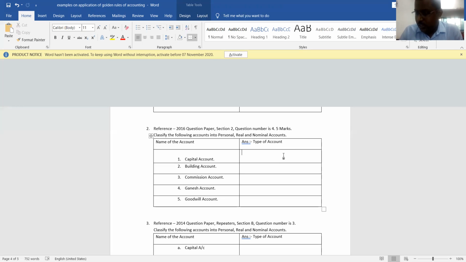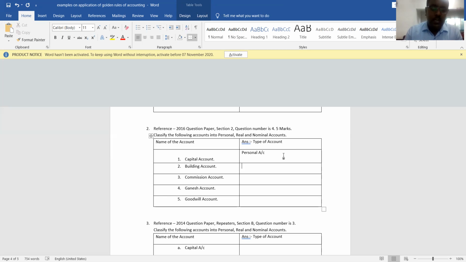Capital account. What is capital? Money invested by the owner into the business is known as capital. So it represents the owner. Capital account represents the owner, so it is a personal account, a representative personal account. Keep in mind, capital account and drawings account always represent the owner. So if it is the owner's account, it is a personal account.